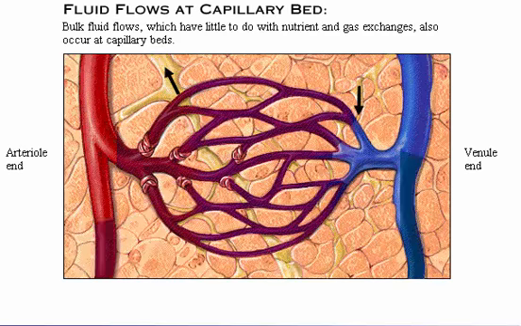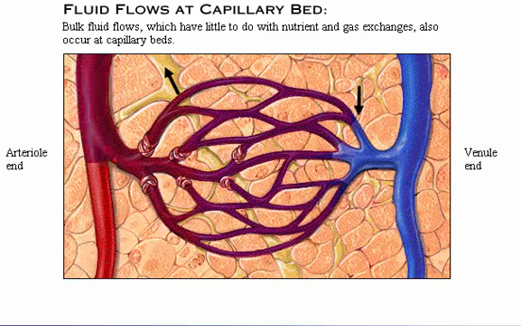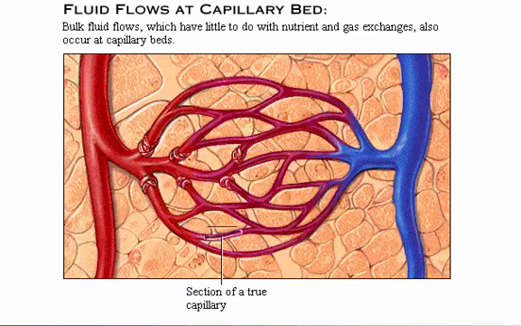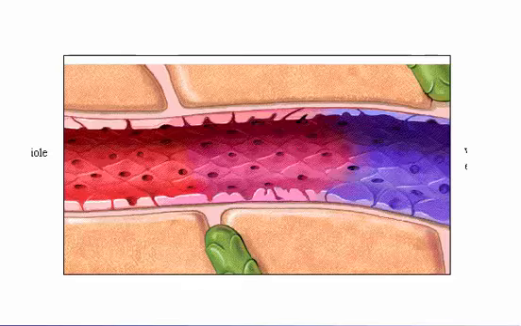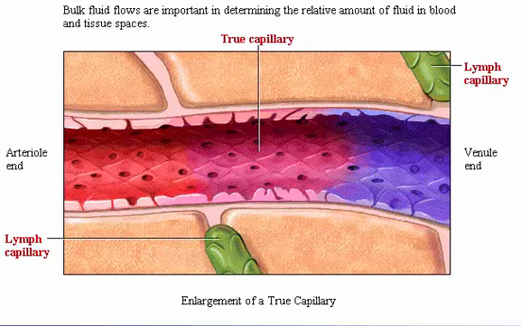We will now explore fluid flows at capillary beds. Bulk fluid flows, which have little to do with nutrient and gas exchanges, also occur at capillary beds. Note the fluid leaving the capillaries at the arterial end and returning to the capillaries at the venous end. Bulk fluid flows are important in determining the relative amount of fluid in the blood and in the tissue spaces.